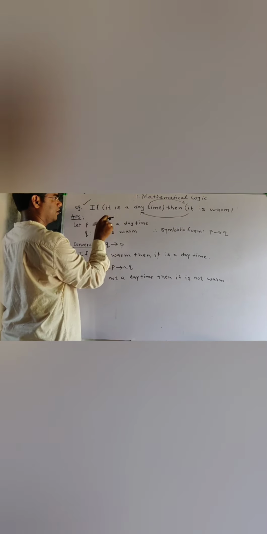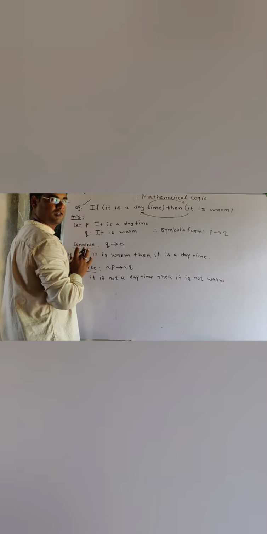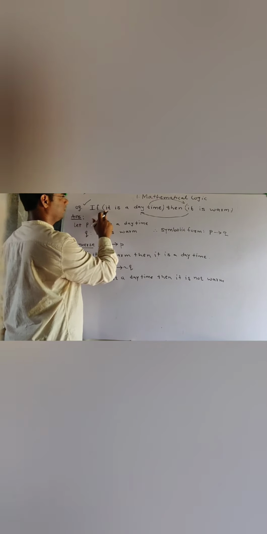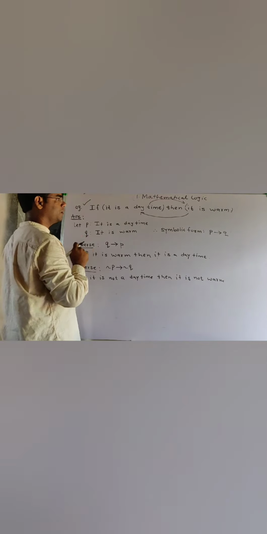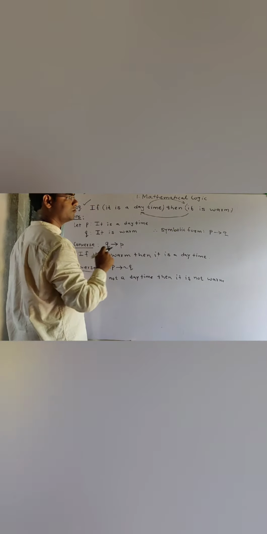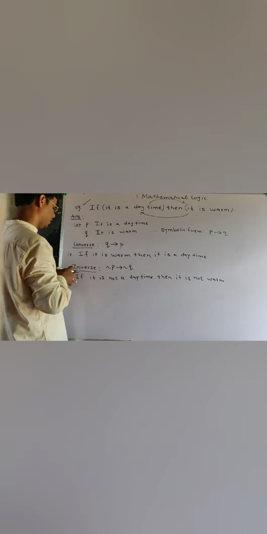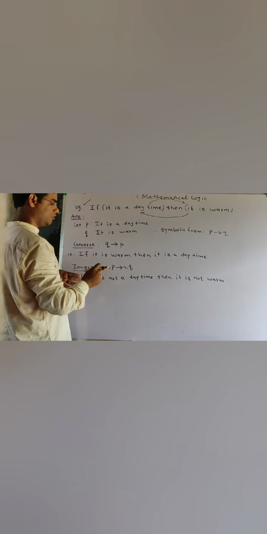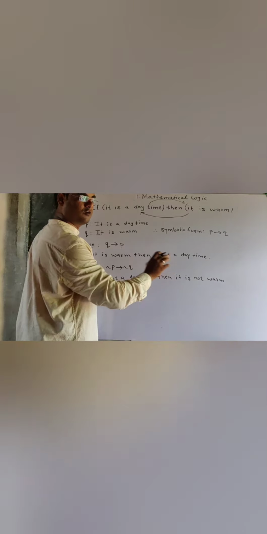And what does negation mean? What is the negative of a single statement? Simply the denial of a statement is known as the negation of that statement. So the statement is: it is a daytime, and its denial is: it is not a daytime. And Q is: it is warm, and its denial is: it is not warm. So simply we have written the inverse: if it is not a daytime, then it is not warm.